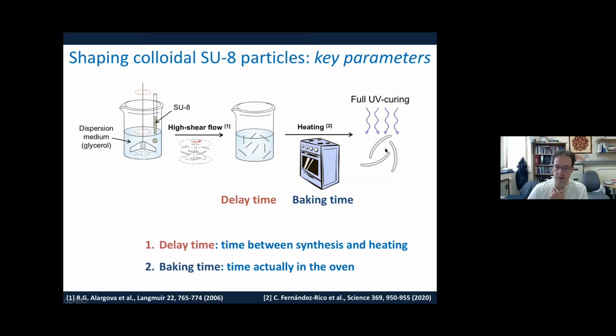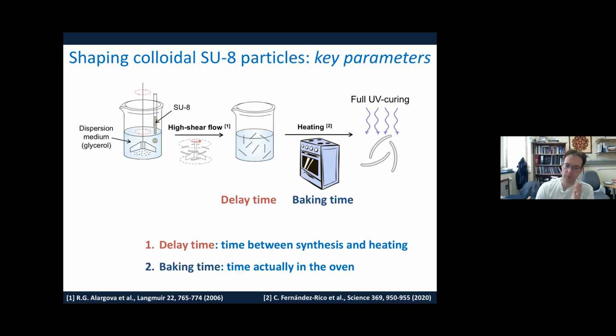There's two key parameters in this process. First, you've got the delay time. The delay time is the time between the synthesis, i.e. stirring very hard, and putting them in the oven. And the second control parameter we have is the time they are actually in the oven, which we call the baking time here. Let's first look at the delay time, so the time between synthesis and heating.